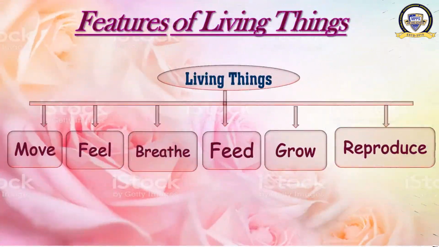We learned about different features of the living beings. And what are those features? The living things move, they feel, breathe, feed, grow, and reproduce. These 6 features are very common to all the living things. In the first part we completed the movement and feeling of living things. In the second part, we completed breathing and feeding habits of living things.